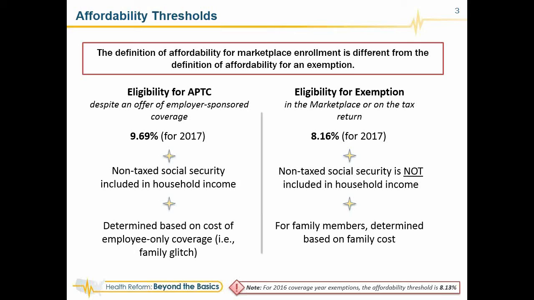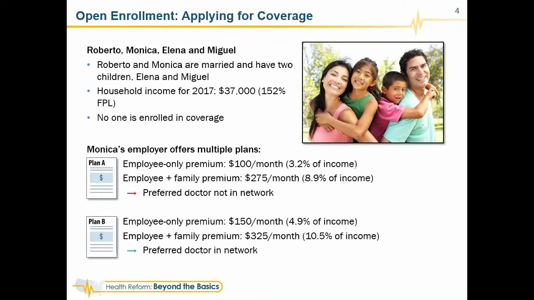And what we're measuring is different. So instead of looking at the cost of self-only coverage for the employee, we're looking at, for a family member, the cost of family coverage. So for the purpose of exemption, there isn't the same family glitch that we see for the purpose of qualifying for premium tax credits. So with those definitions in mind, here's our example.